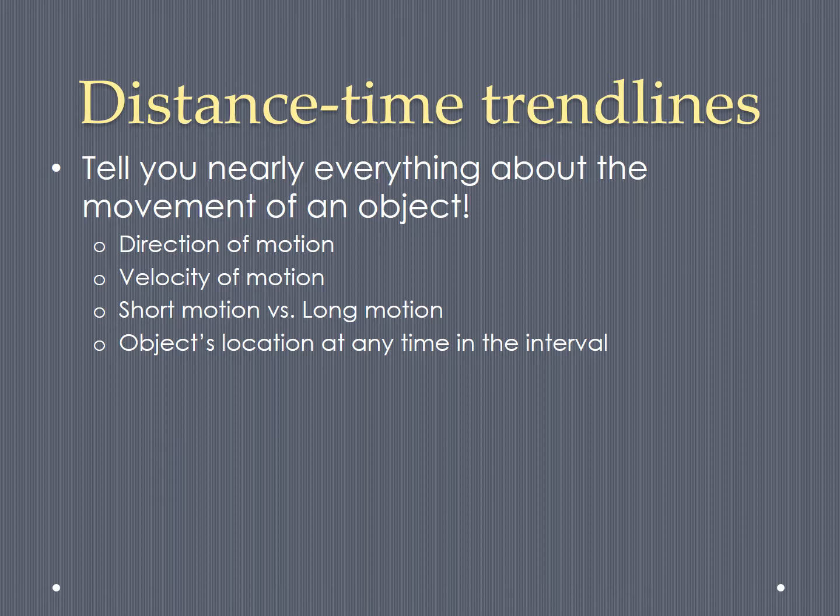The trend line on a distance time graph is really useful because it can tell you nearly everything about the movement of a particular object. For example, it can tell you the direction of motion, whether an object is going forward or backward. It can tell you the velocity of motion, whether an object is going fast or slow. It can tell you whether something is moving for a short amount of time or a long amount of time. And it can also tell you an object's location at any time over an interval.